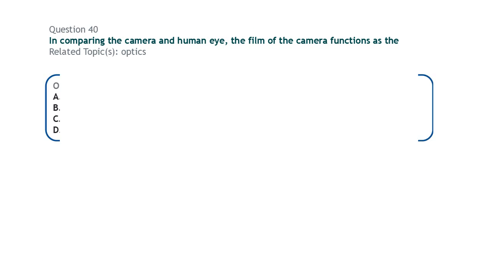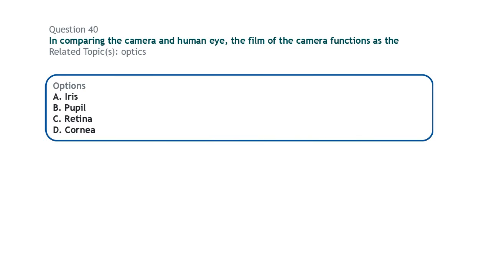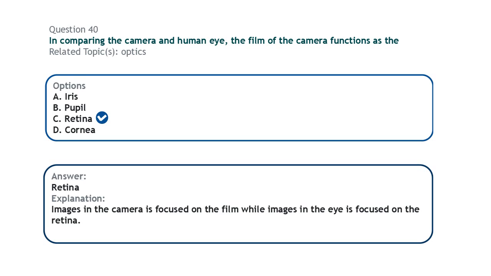Next question on optics. In comparing the camera and human eye, the film of the camera functions as the... So in a camera, the film is where the image is formed. The image in the camera is formed on the film, and in the eye, the image is formed on the retina. So the function of the retina and the film is analogous. Images are formed on the retina in the eye, and on the film in the camera.